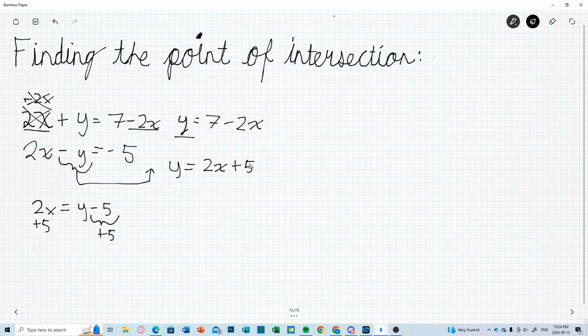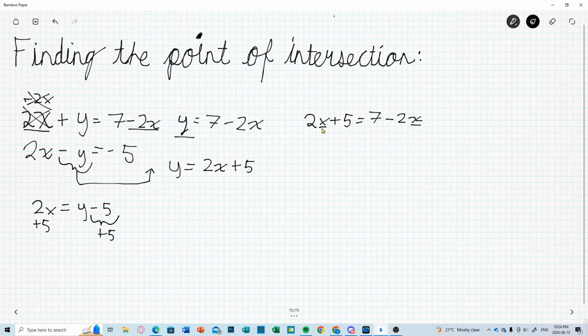Now that we've isolated for y, what we're able to do is set the equations equal to each other. So we'll have 2x plus 5 is equal to 7 minus 2x. Now we're going to want to solve for our first variable, which is going to be x.